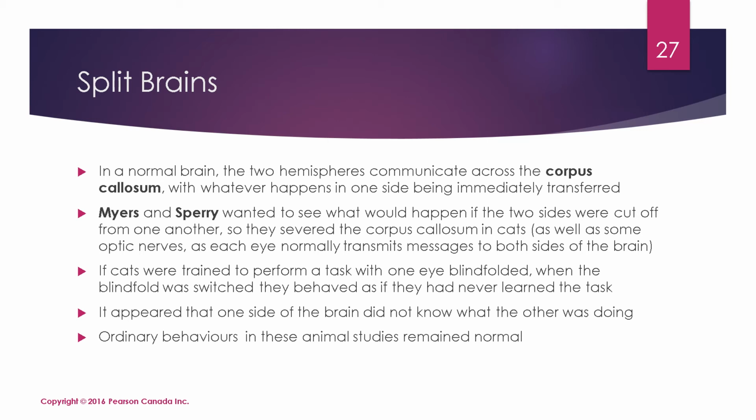Because the 2 sides of the brain couldn't communicate with each other, it caused deficits in functioning if they were only able to see out one eye or the other. So it appeared that one side of the brain did not know what the other was doing. However, it should be noted that ordinary behaviors in these animal studies remain normal. If they weren't blindfolded, if they were able to see everything with both eyes, then it didn't really impact their functioning at all, which makes sense because if they can see everything with both eyes, that information is being sent to both sides of the brain anyway.